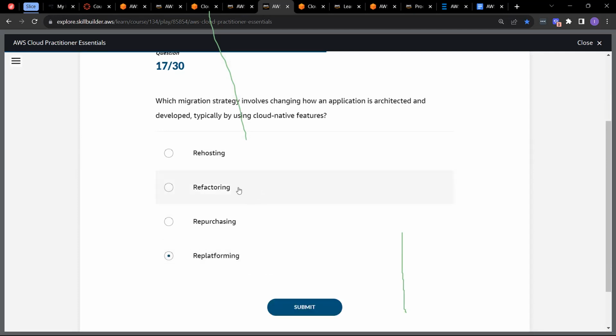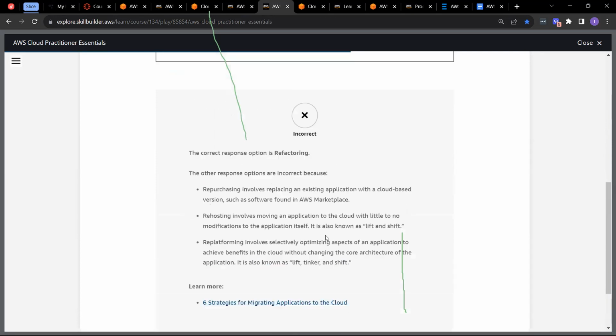No, we say refactoring it. Refactoring. Wow. So let's see. The replatform involves selectively optimizing aspects of an application to achieve benefits in the cloud without changing the core architecture. Okay, just like platform as a service, you don't change anything. Yeah, it makes sense.